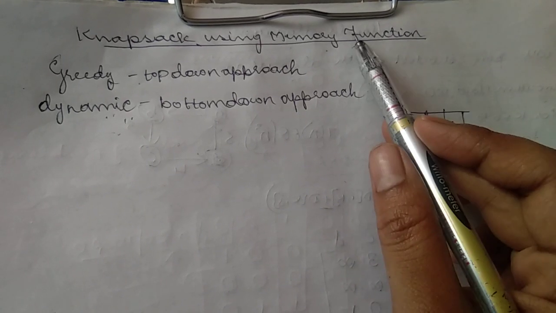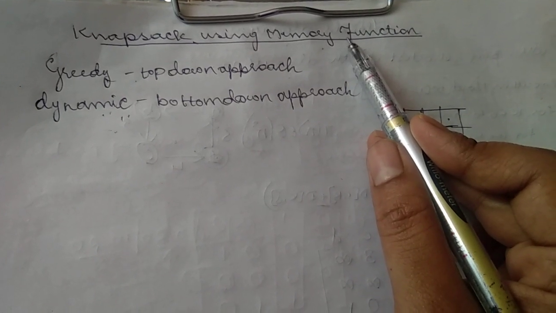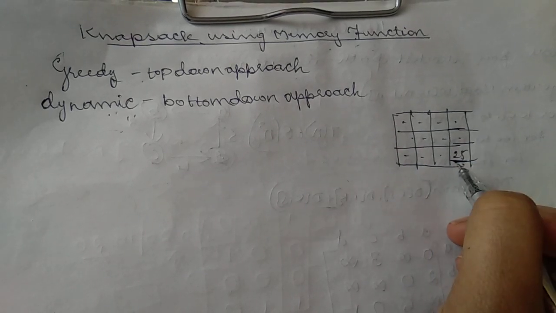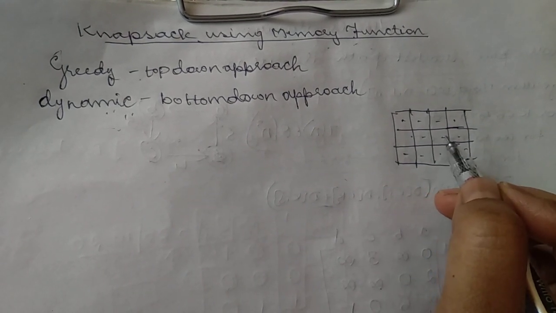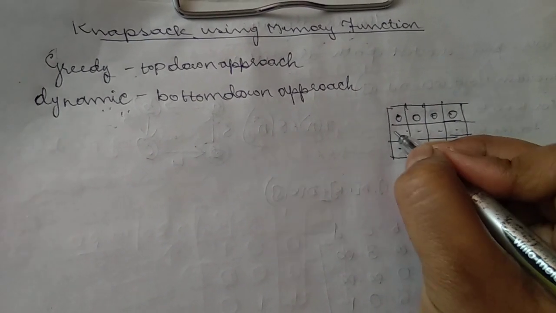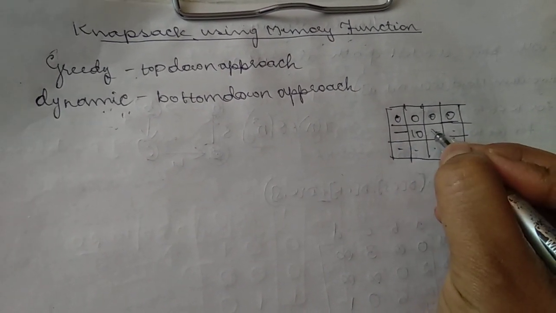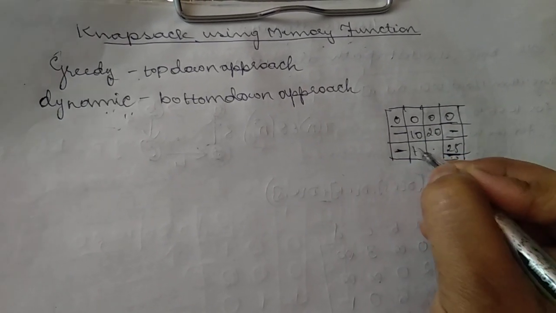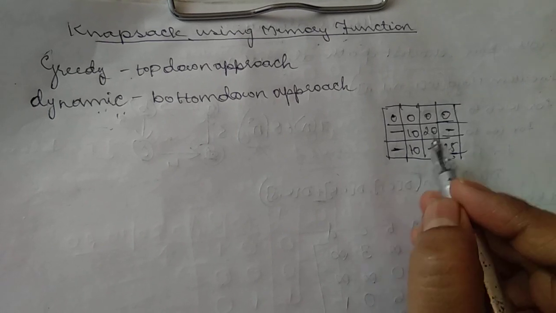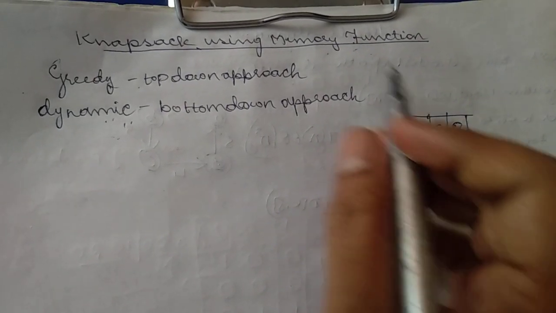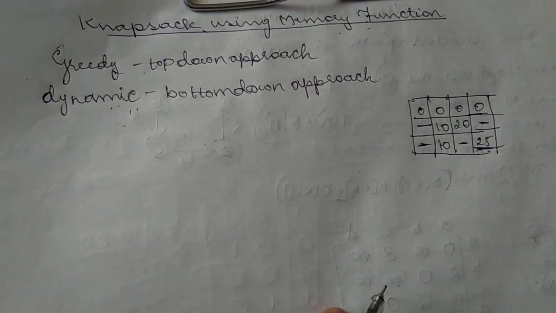But in memory functions, we find out which values are needed to compute this one, and only those values we compute. For example, here the first row is needed, this row is needed, then this is needed, this is not needed, this is not needed, this is needed, this is not needed. Only 3 values we have to compute to get this 25. This technique we use in memory functions.